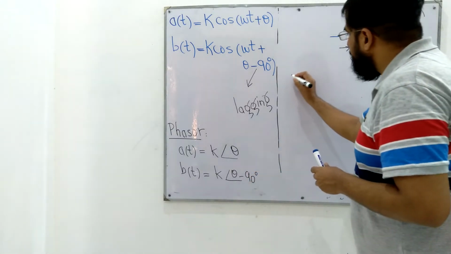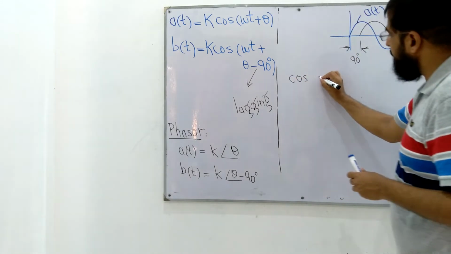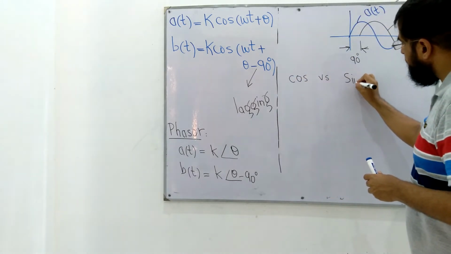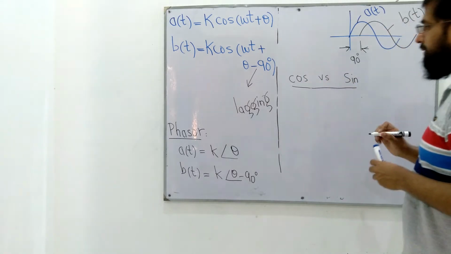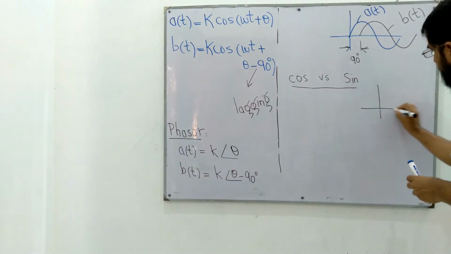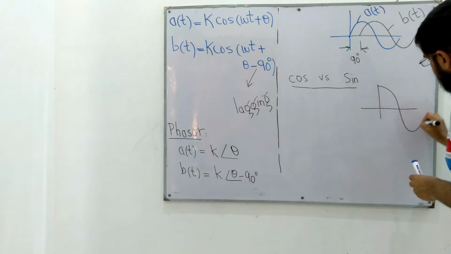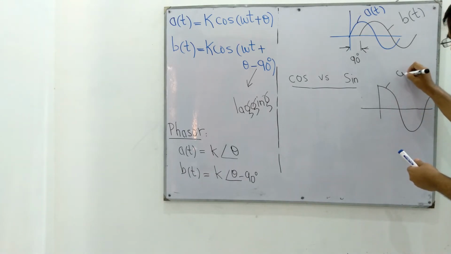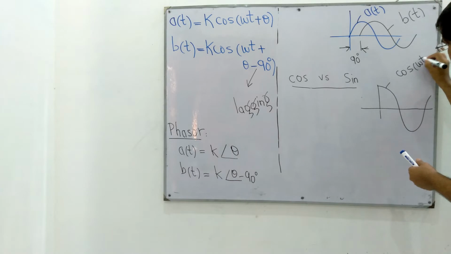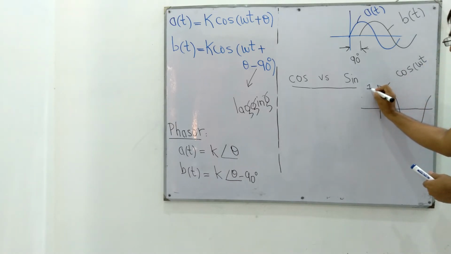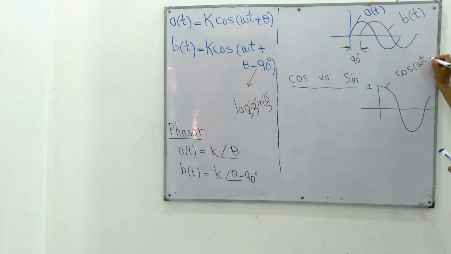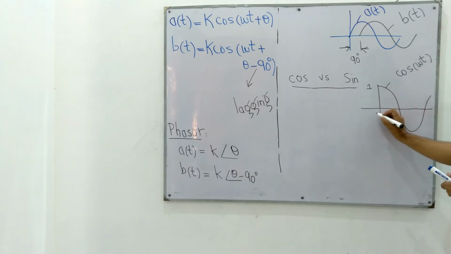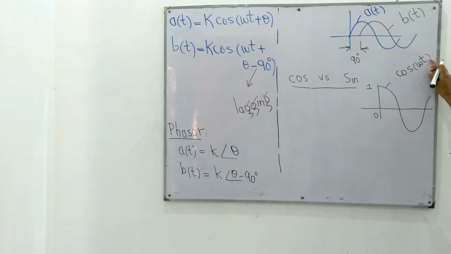Right? Let's say first the difference between cos and sine. Cos versus sine. Let's plot cos of t first. This is cos with some omega, if the magnitude is 1, so we don't write anything here, plus 0. It is going to start from 0 degrees, so there is no phase lag, and it has some frequency omega. So we write cos omega t.